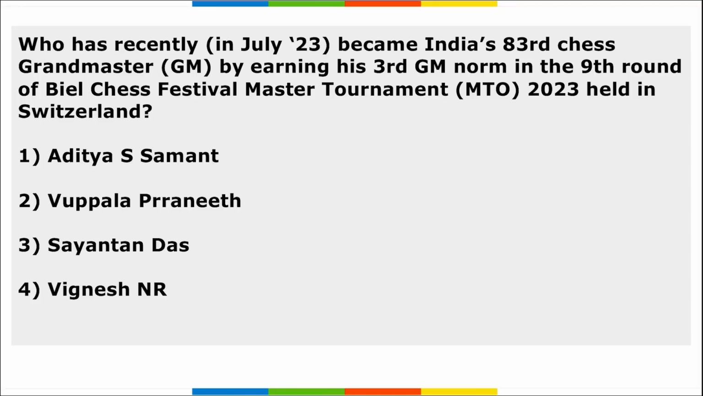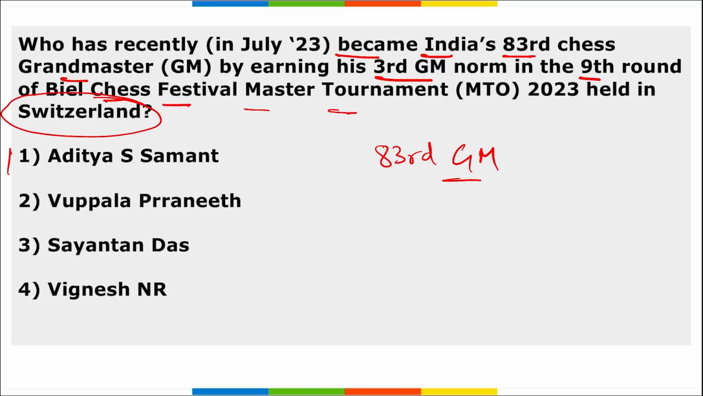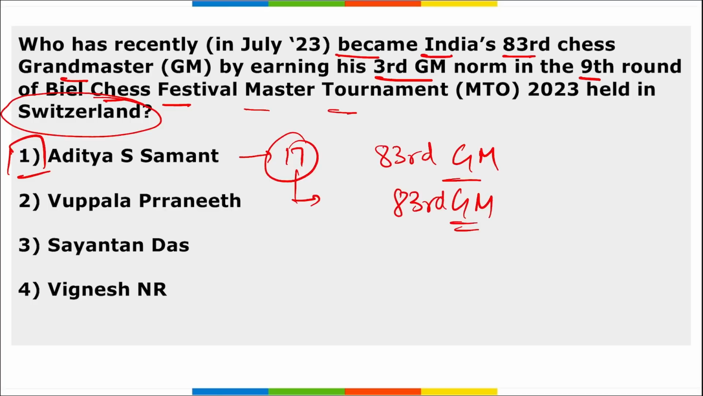Next, who has recently become India's 83rd chess grandmaster by earning his third GM norm in the 9th round of the Basel Chess Festival Masters Tournament in Switzerland? Who will he be? Aditya S. Samant. He is 17 years of age, correct, and he became the 83rd grandmaster of India. The next question will be asked: which state is he from? He is from Maharashtra.